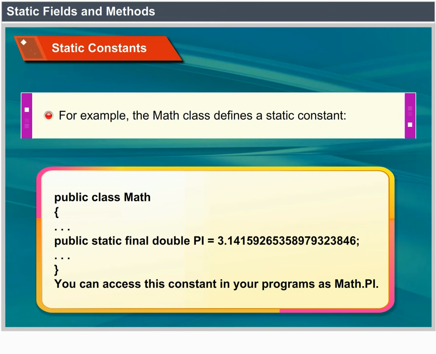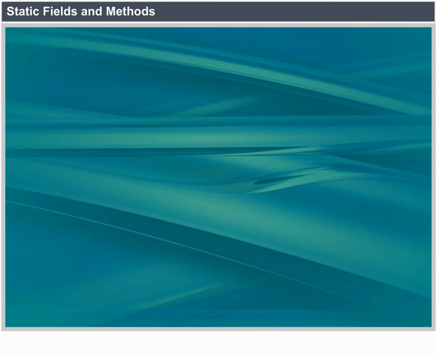For example, the Math class defines a static constant: public class Math { public static final double PI = 3.141592653589793238446; }. You can access this constant in your programs as Math.PI.